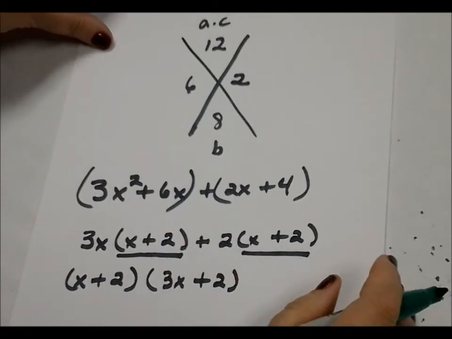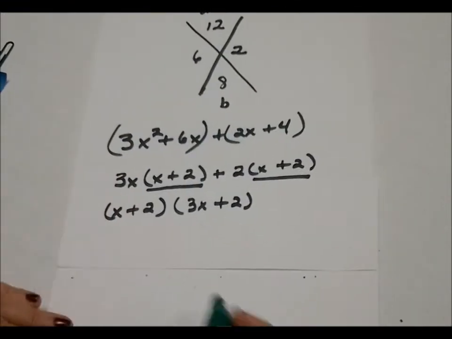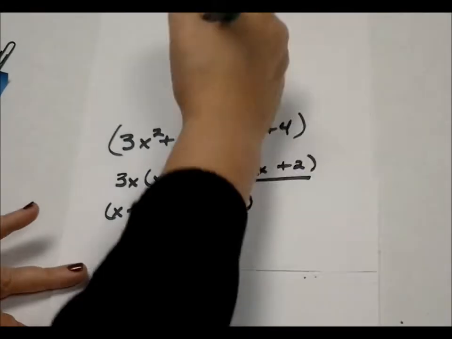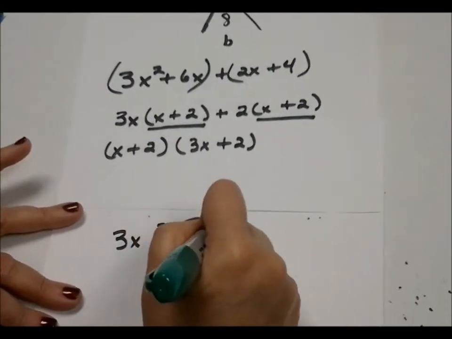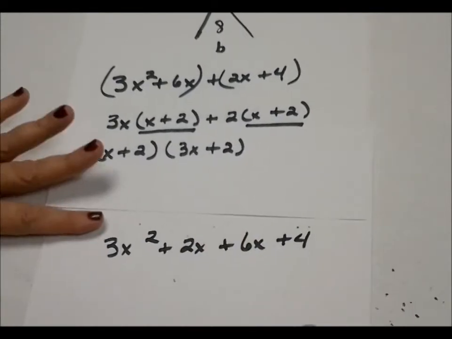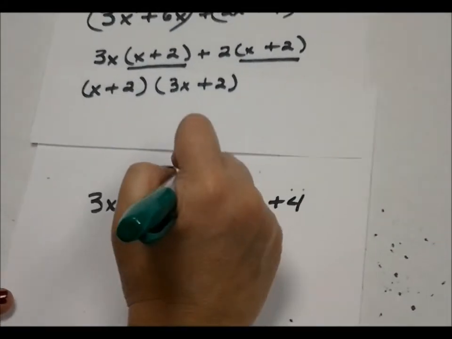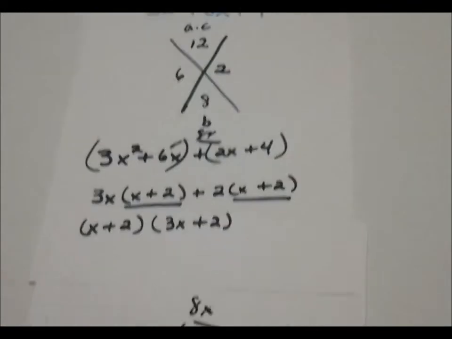And I can hear some of you in the background saying, but I don't think it works if she puts them in a different order. So let's do it. Let's go back to here, and I'm going to write it as 3x squared plus 2x plus 6x plus 4. So you can see how I split that 8x here, that order does not really matter.